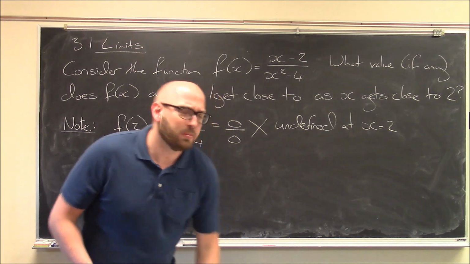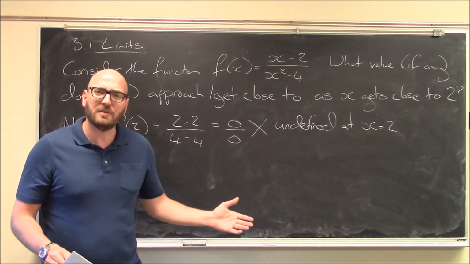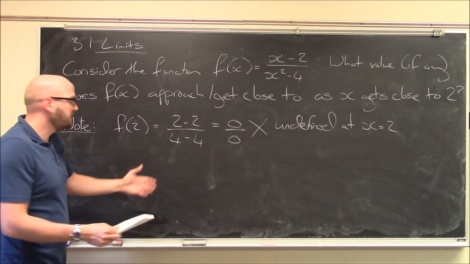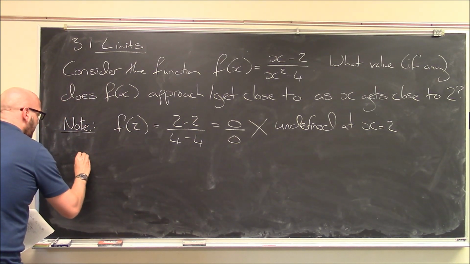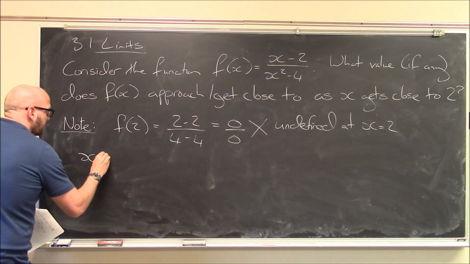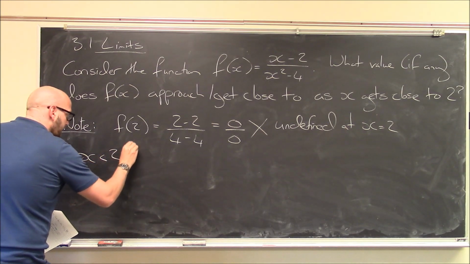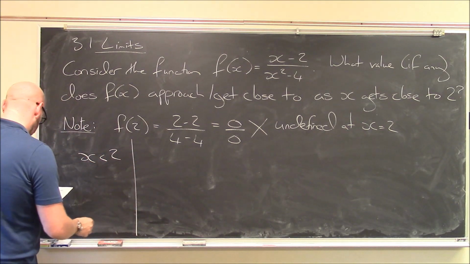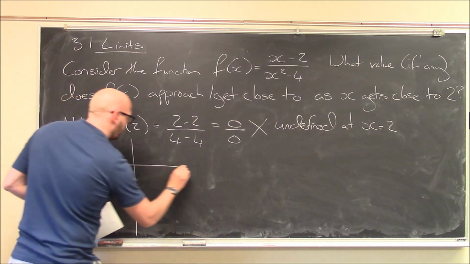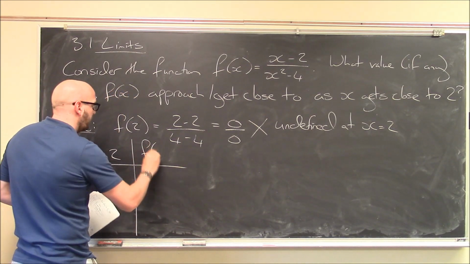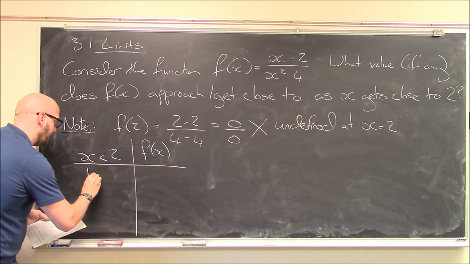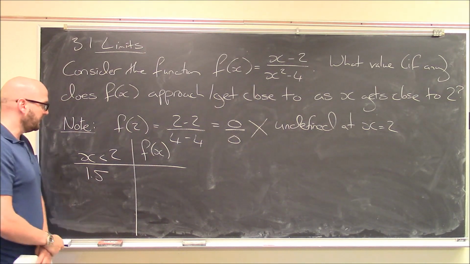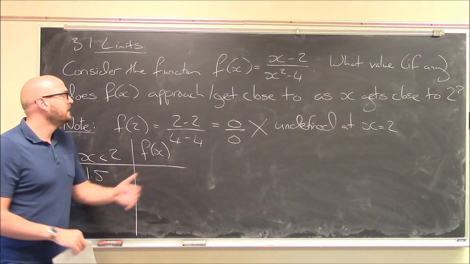Well, one way you could approach this is just start plugging in some values. Right? How about I let x get close to 2? So I'm going to make a table here. Let's take some values that are close to 2. I'll take x less than 2 for starters. Did I leave myself enough space? We will see. So here's our value for x. We'll plug in 1.5. Alright, so 3/2. That's pretty close to 2.